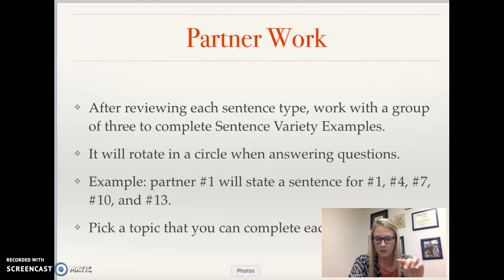So go in a circle, because I don't want one partner coming up with every single sentence. That's not going to make you successful and that's not helping us learn. You need to pick a topic that you can complete each type with, all right? Each partner needs to come up with one sentence and just rotate in a circle. I do not want one person coming up with all of the sentences. That's not what I want here, okay?